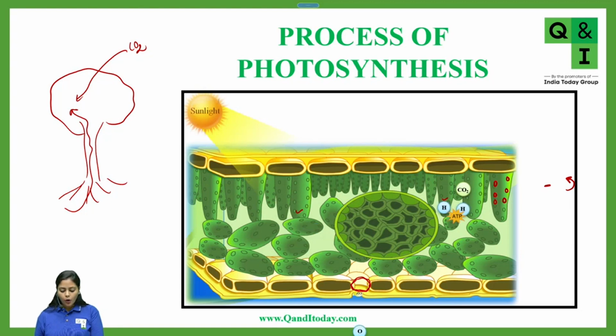Now from this, oxygen moves out of the cell. Once again, see, follow the oxygen. Oxygen is moving out of the cell, whereas hydrogen and ATP, that means the energy, is moving to the carbon dioxide. That means it is moving to the dark reactions. Now, carbon dioxide will eventually use this energy, the hydrogen, and it will get converted into glucose, which is the carbohydrate. Got it?